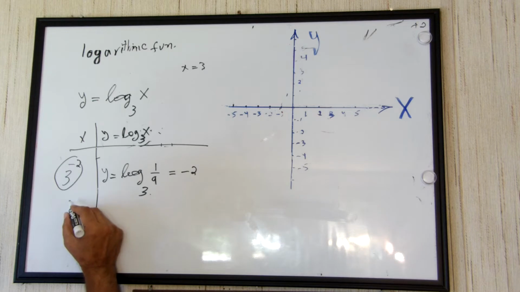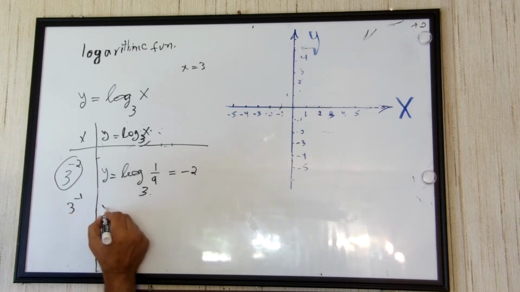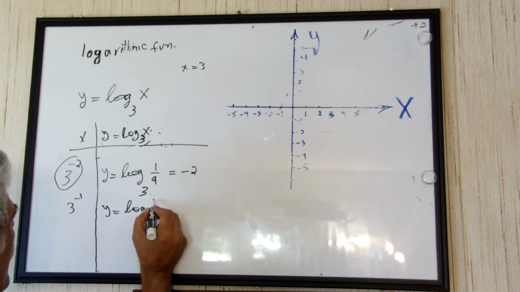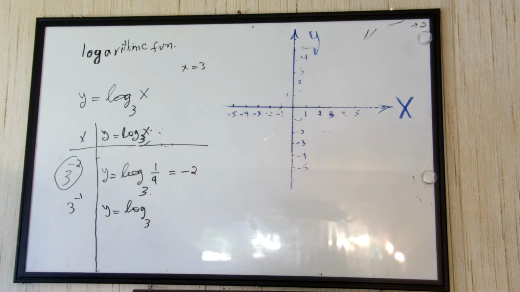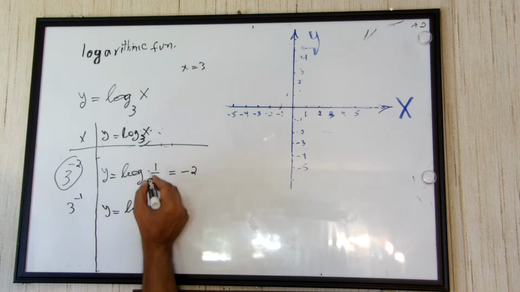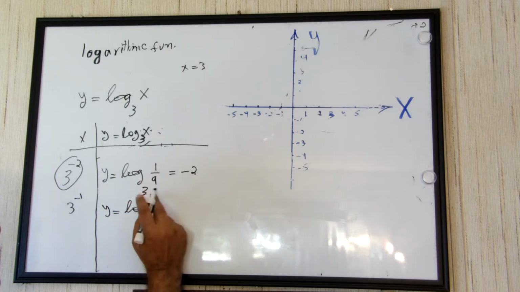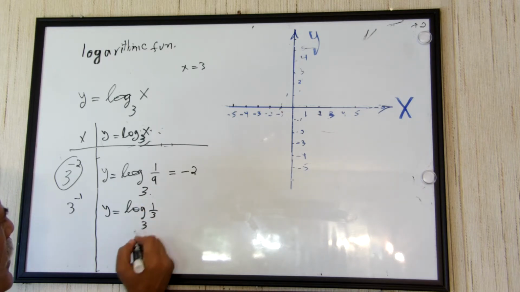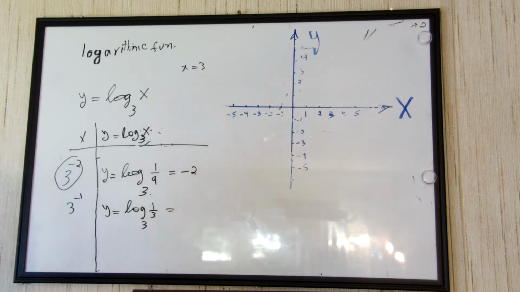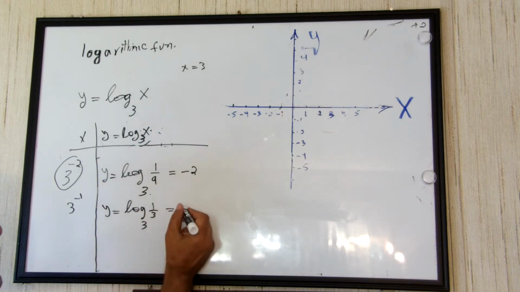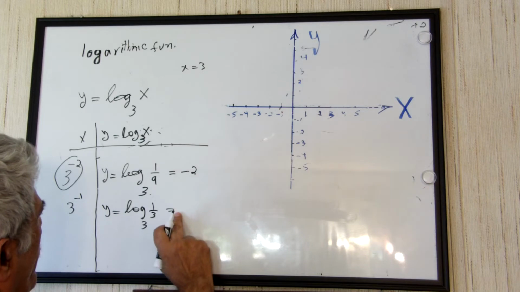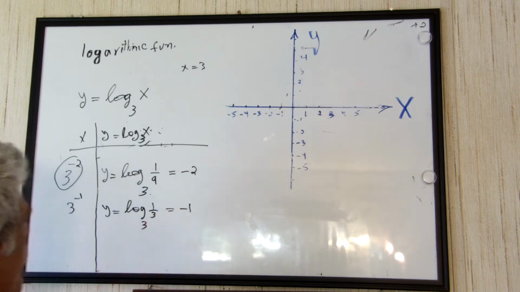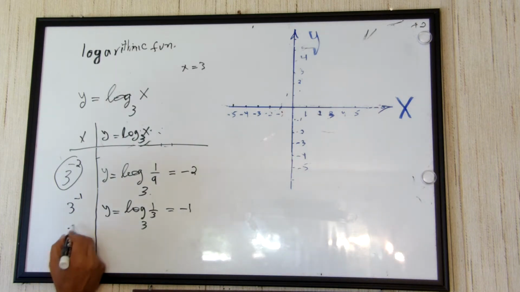So let's get another one, 3 to the power of minus 1. Y is equal to log base 3 of that. 3 to the power of minus 1 is 1 over 3. Let's write it here, 1 over 3, with the base 3. So what is going to be the exponent of 3? It's going to be minus 1, since 3 to the power of minus 1 is 1 over 3.